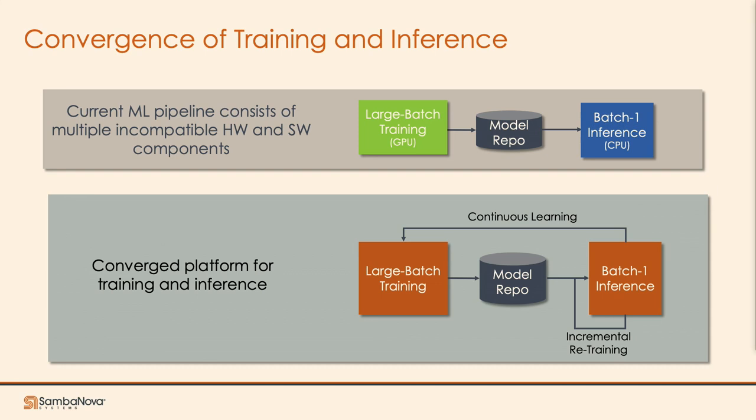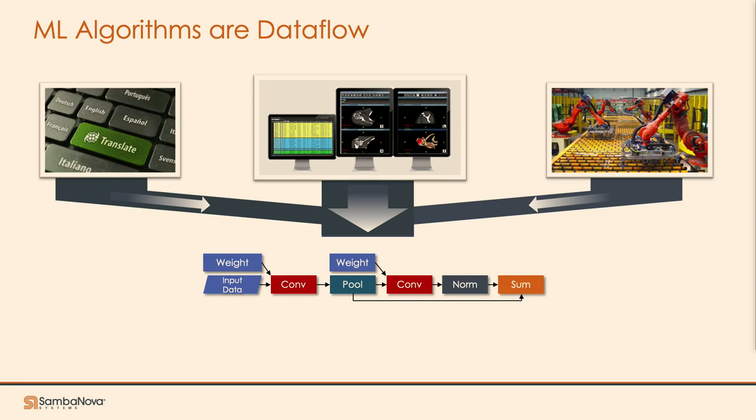And this would give you two big benefits. One, you wouldn't have to recertify and requalify the model on your inference platform. And you could do incremental retraining or even continuous training. And some of these models that can adapt to shifts in the distribution of data require continuous training. And so this advantage is something that you would get if you had a converged platform that was efficient at doing training and inference.